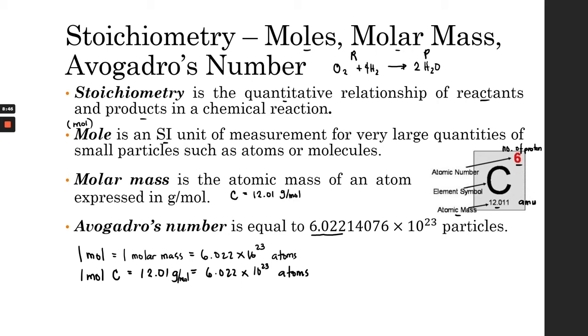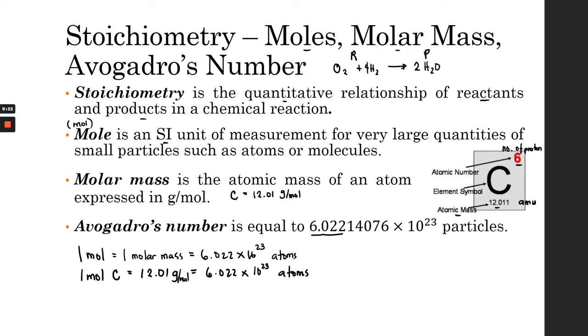So if I bunch up enough single atoms of carbon, and I have about this many atoms, it will actually weigh about 12.01 grams. And this is equal to 1 mole. So 1 mole of carbon is equal to its molar mass, which is 12.01 grams per mole, which is basically its atomic mass, and that is equal to 6.022 times 10 raised to 23 atoms.